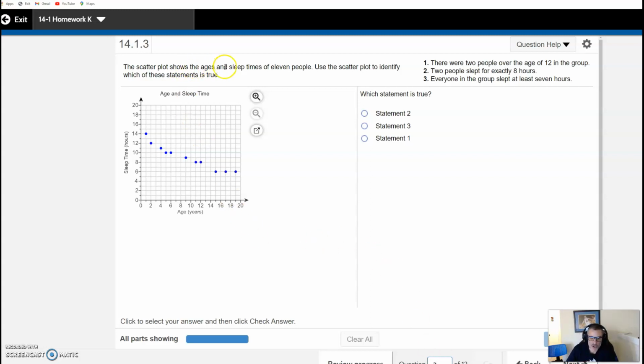The scatter plot shows the ages and sleep times of 11 people. All right, so they surveyed 11 people. They recorded their age here on the x-axis and how much time in hours they slept. So this is like a real thing. As you age, you sleep less.